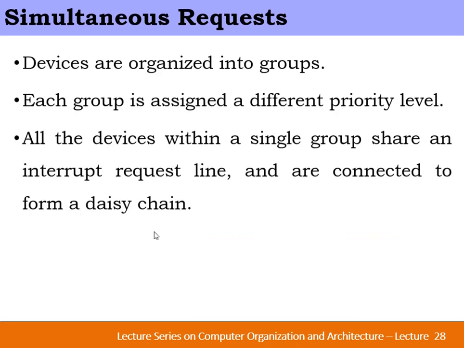So that's why we say that devices are required to be organized in the form of groups, wherein each group has to be assigned a different priority level. Each and every group needs to be assigned a priority level. So this is going to follow the priority based mechanism, and all the IO devices within each single group need to have a common interrupt request line. So here comes the point with the daisy chain, and hence we say that they are connected in the form of daisy chain.